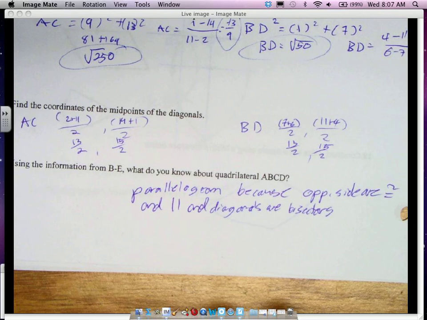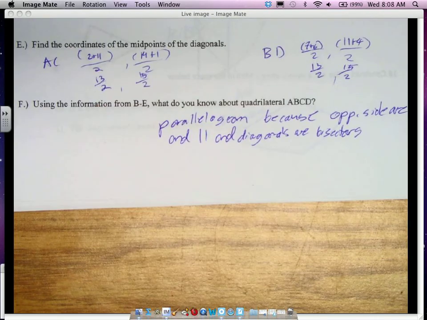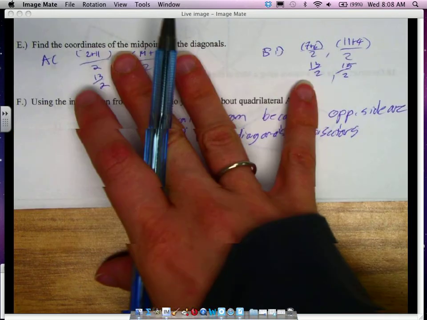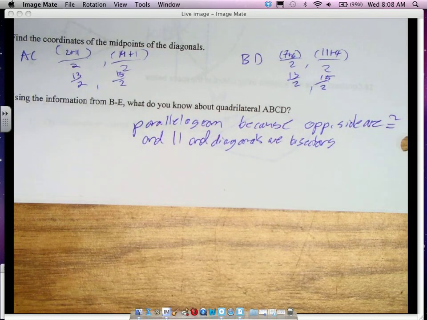Okay. Then we found the midpoints are the same. AC is 13 halves and 5 halves. BD is 13 halves and 15 halves. I know it's a parallelogram because opposite sides are congruent and parallel, and diagonals bisect each other. Okay.